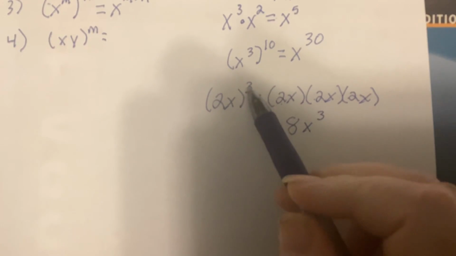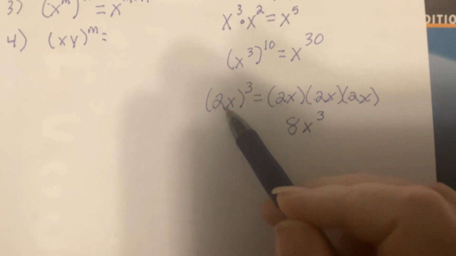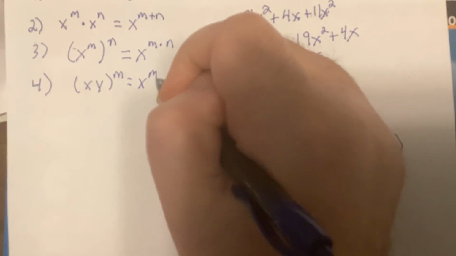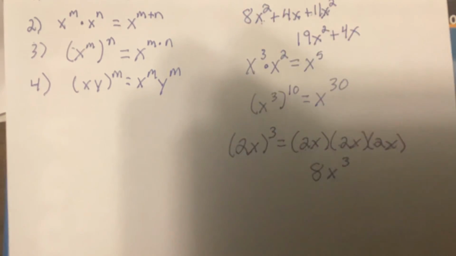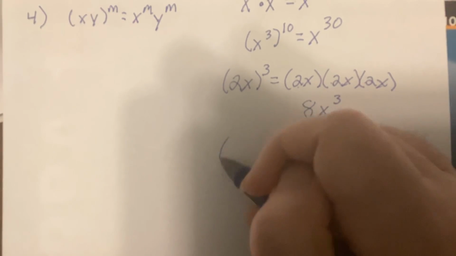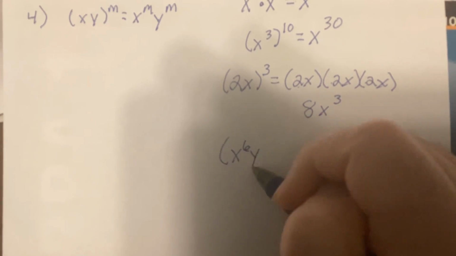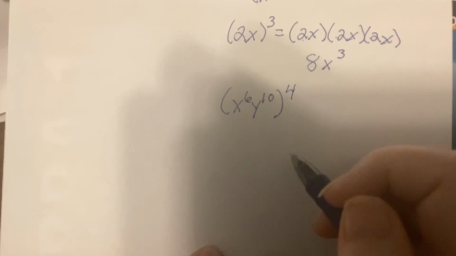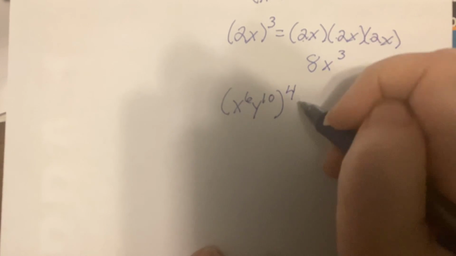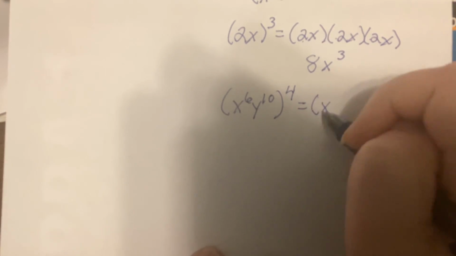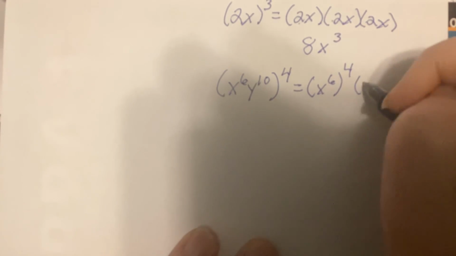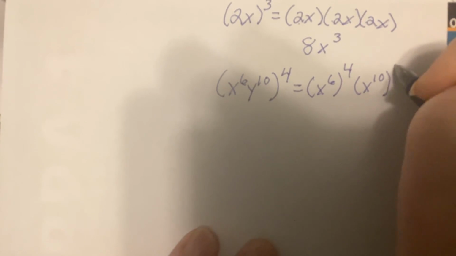Well, another thing I could have done was just cube both terms. So the rule is when you have a product to a power, you raise both to that power. So if I said, what is x to the 6th, y to the 10th, to the 4th, you'd say, what is x to the 6th to the 4th, and x to the 10th to the 4th?